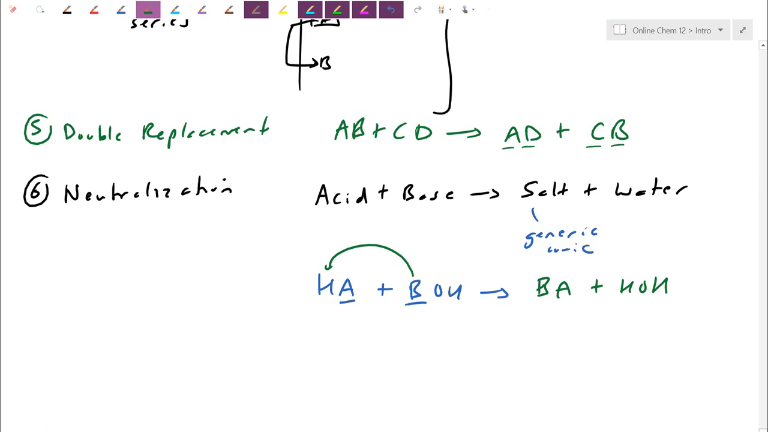The reason why we always neutralize to give water is because the acid's job is to give you an H plus, the base's job is to give you an OH minus. When these actually match up, they end up forming in a 1-to-1 ratio, forming water.